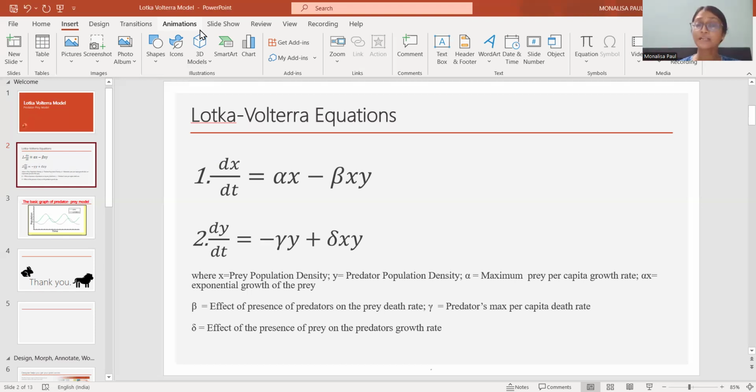Delta is the effect of the presence of prey on the predator's growth rate. So in short, the growth rate of the predator is directly proportional to the interaction between the predator and prey, minus the death rate of the predator. If there is a smaller number of predators, definitely the population of the prey will increase. Like if there are no foxes, definitely the rabbit population will increase. It is simple as that.